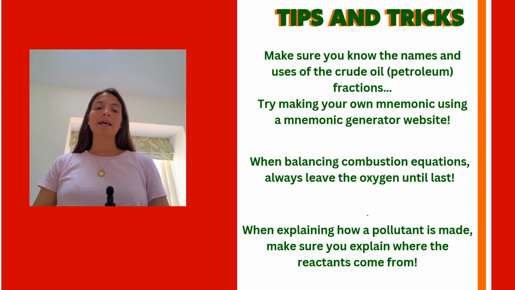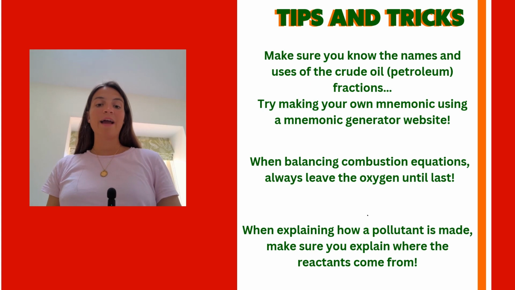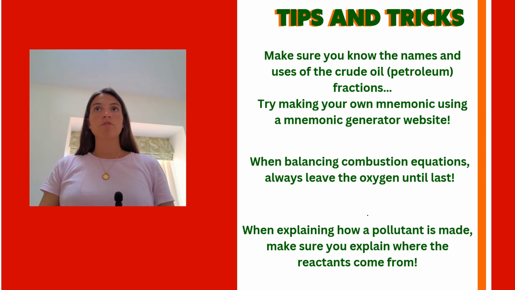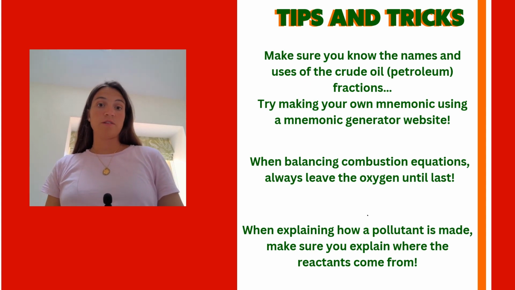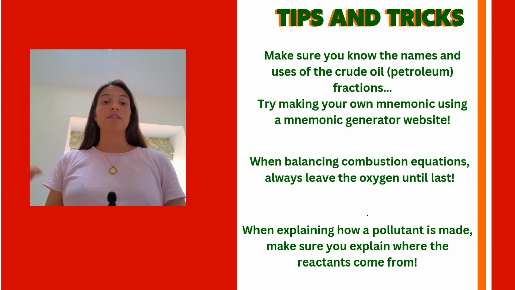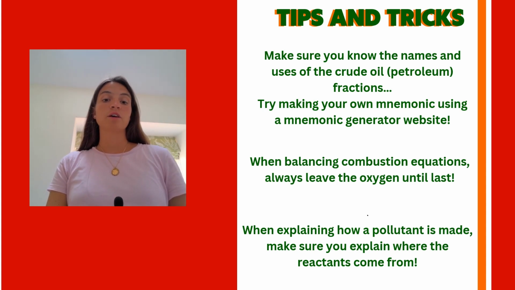When you're explaining how a pollutant is made, make sure you explain where the reactants come from. So for example, if you're talking about sulfur dioxide, you should mention the sulfur is from impurities that are found in the fossil fuels before they undergo combustion.